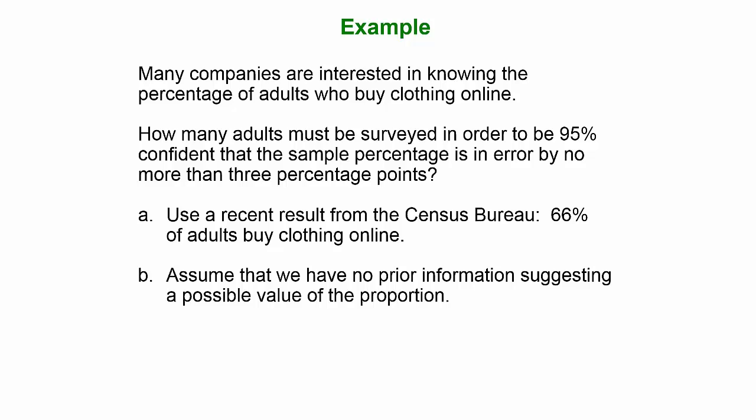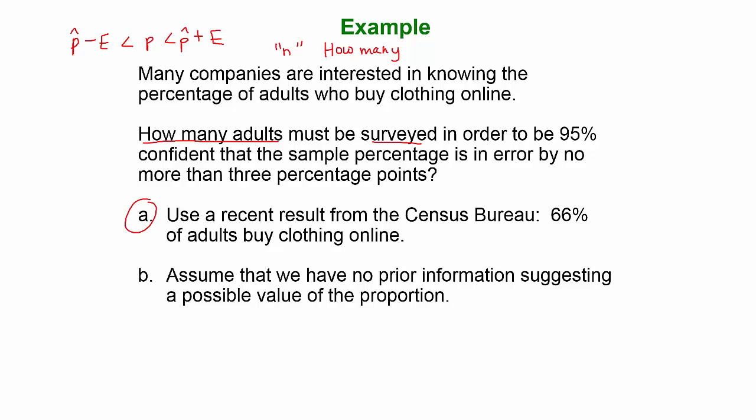One, setting up a confidence interval estimate, which is p-hat minus the margin of error is less than p is less than p-hat plus the margin of error. The second formula we're learning is the n formula. Now, the way you know which one to set up is the n formula will always be asking how many. So if we look at this, it says how many adults must be surveyed. So we're using the n formula here.